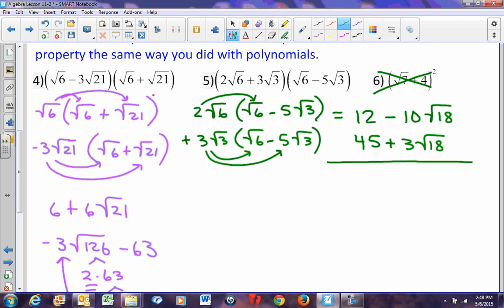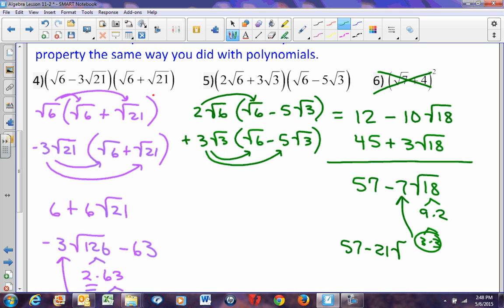So now, if I look at these, I have 12 plus 45, which is 57, plus, oops, it's going to be minus because I have more negative numbers than positive numbers. Negative 10 plus 3 is negative 7, the square root of 18. Now I need to simplify the square root of 18. Square root of 18 is 9 times 2, which is 3 times 3, so that 3 is multiplied by that 7. So I have 57 minus 21 square roots of 2 as my final answer. Or negative 21 square roots of 2 plus 57. It doesn't really matter.